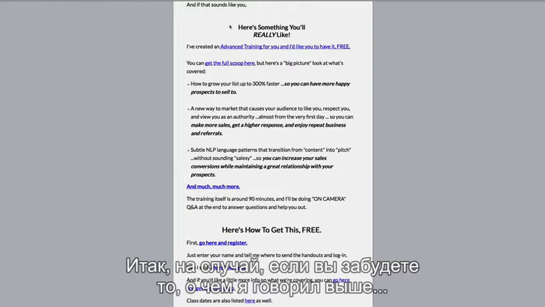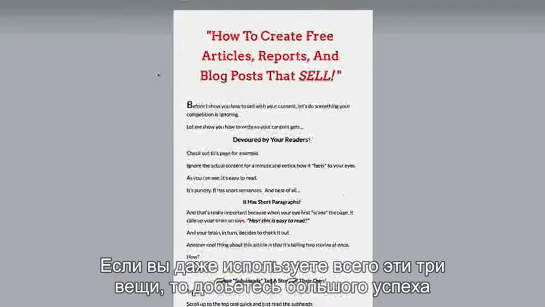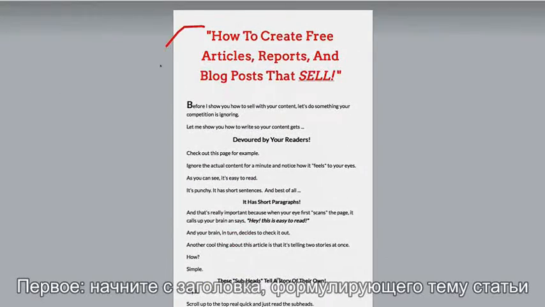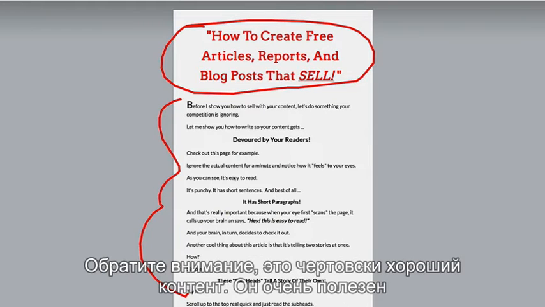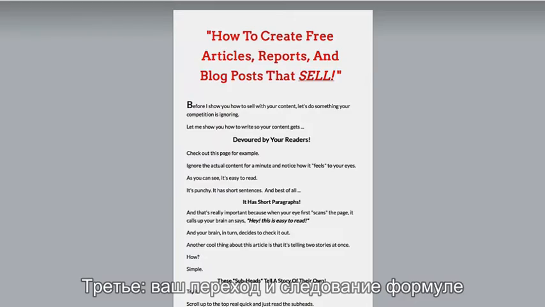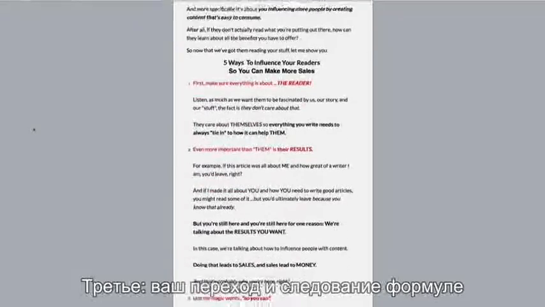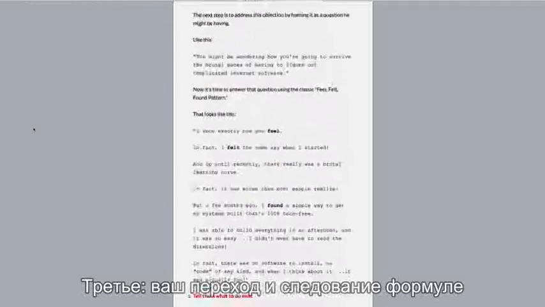So if you want to take anything out of this little tutorial, here's what it is. If you just do these 3, you're going to be gold, right? Number 1, start with a headline that states what the article is about. Number 2, your content is just solid and usable. When you read this, you'll notice this is damn good content. It's very usable. Number 3 is going to be your transition and the following of the formula, right?